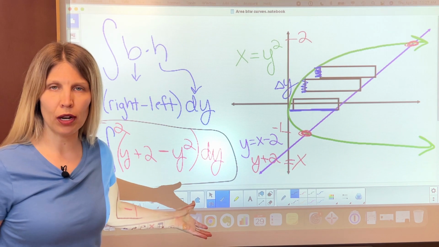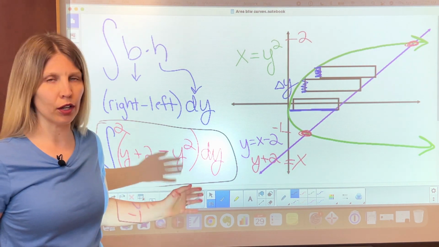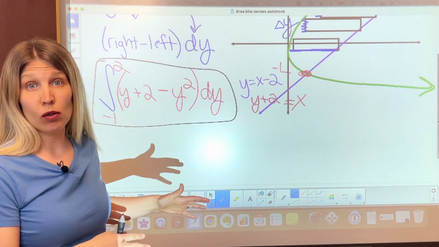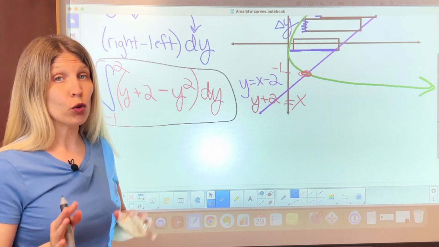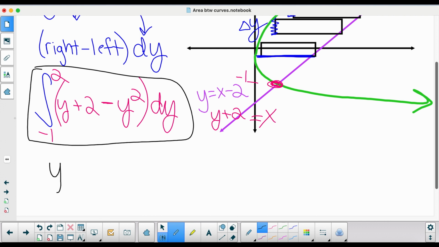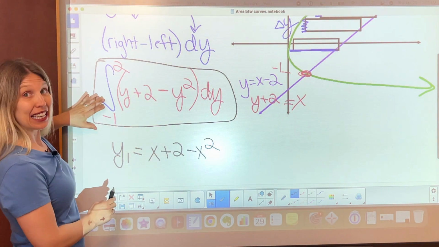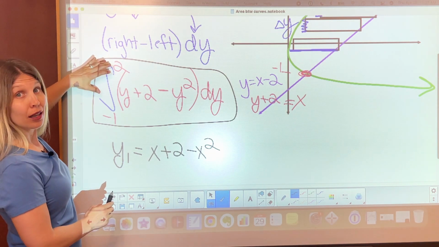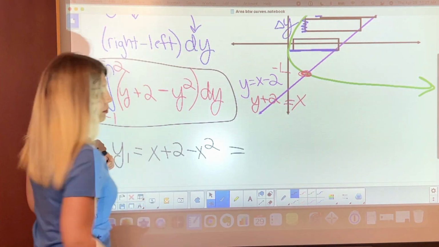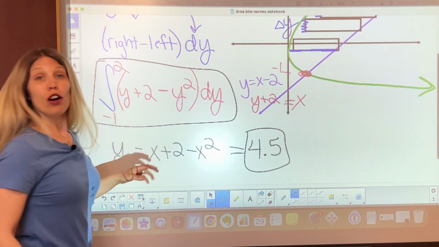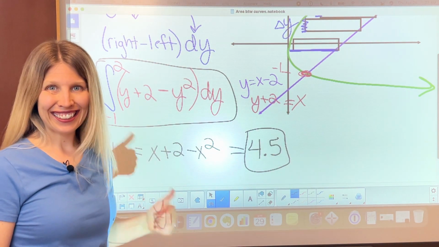Now, what do you put in your calculator? Because you can't put y into your calculator. No worries. In your calculator, you can just replace the y's with x's, and you will still get the same answer. So in your y1 in your calculator, you're just going to put in x plus 2 minus x squared. But make sure you evaluate from -1 to 2. All right? When you do that, you should get 4.5 in your calculator for the area between those two curves.